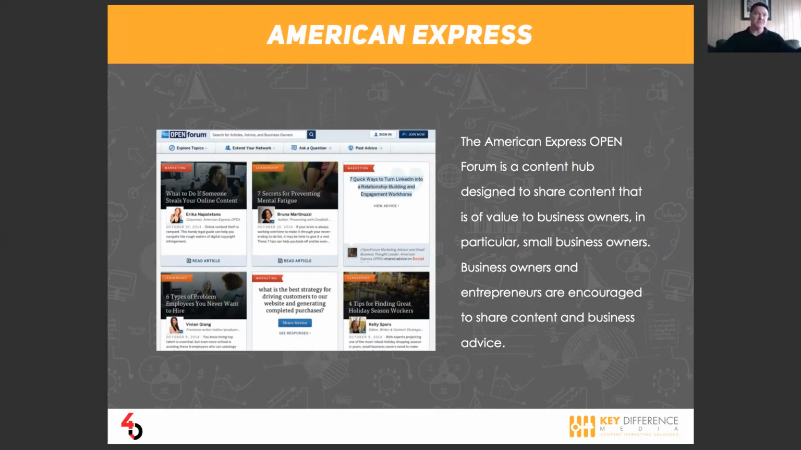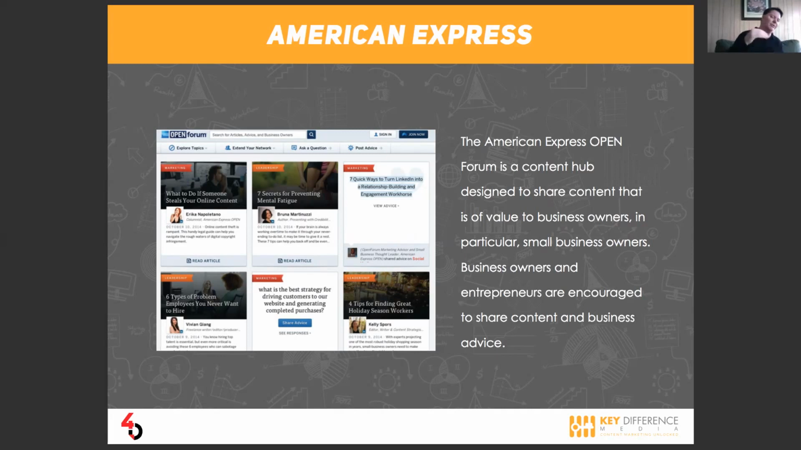So American Express looks for a bottom line theme that runs throughout the vision and the anticipation and the expectation of all their market. And that bottom line theme always has been, it wasn't hard for them to find, small business. So their Open Forum is a content hub designed to share content that's of value to business owners, in particular small business owners.